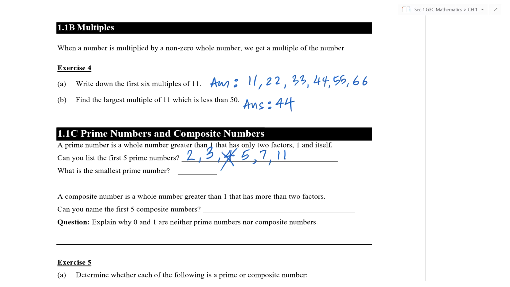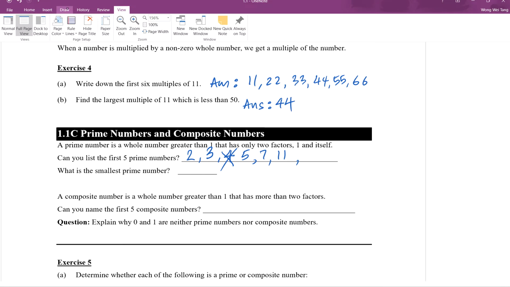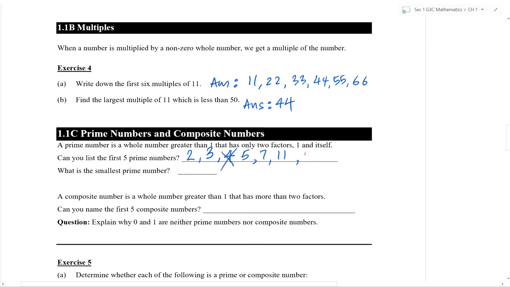Can you list down another 3 for me? Just for fun. Okay, I hear 13. What's the next one? 17. What's the next one? 19. You want to go on some more? What's the next one?